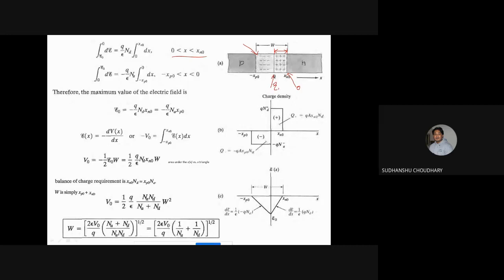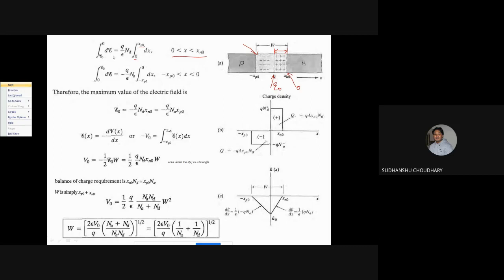So one can set the limits of this integral. dE will go from E_0 to 0 when x increases from 0 to x_n0. That is, when x is increasing from 0 to x_n0, E goes from E_0 to 0. So this is the limit of this integral.